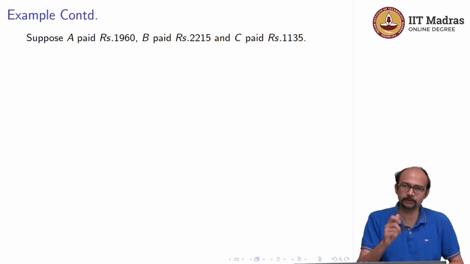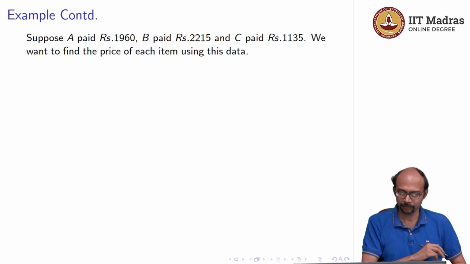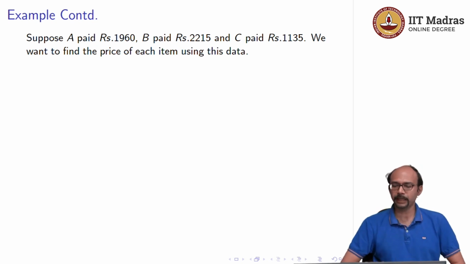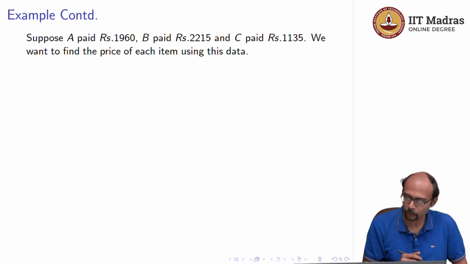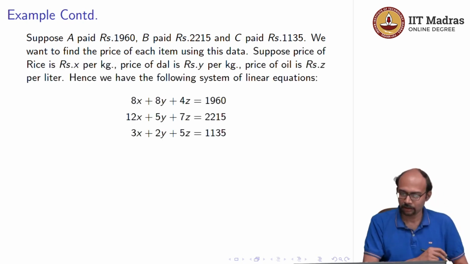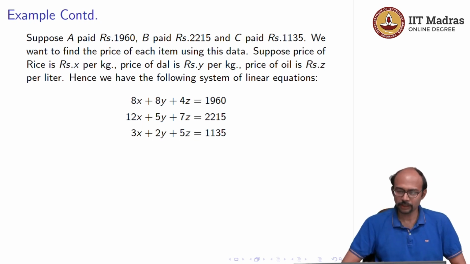Okay, so I have this data. Now we want to find the price of each item using this data. So how do I write this as a system of linear equations? We'll assume that the price of rice is rupees X per kg, the price of dal is rupees Y per kg, and the price of oil is rupees Z per liter.